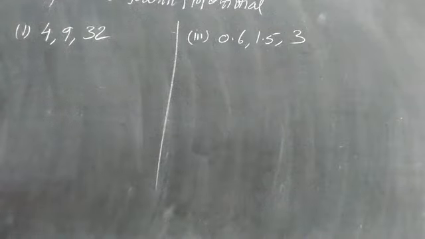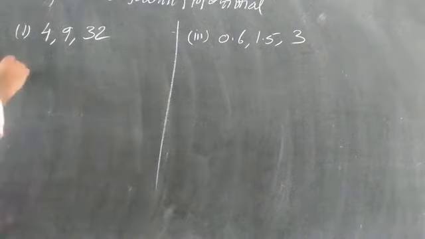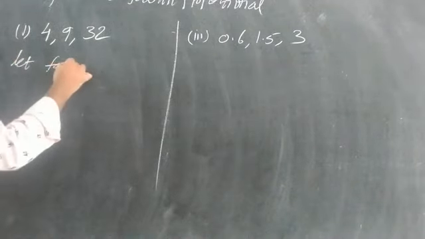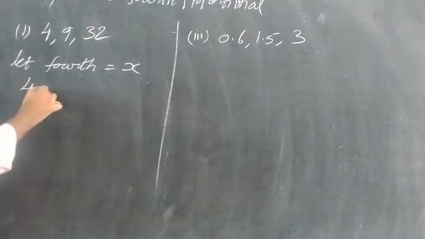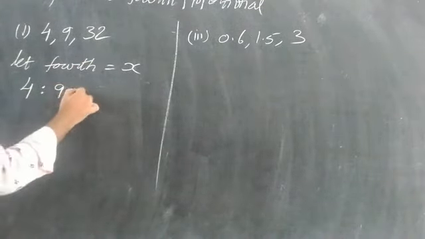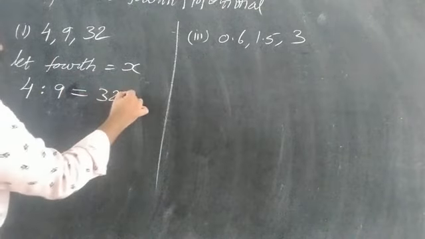So good morning students, in the previous class we did up to the third sum. Today is the fourth sum. Find the fourth proportion of 4, 9, 32. Let the fourth be equal to x. Writing in the form of proportion, 4 is to 9 is equal to 32 is to x.